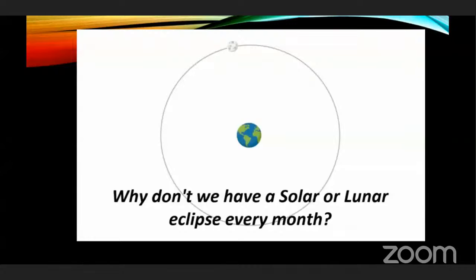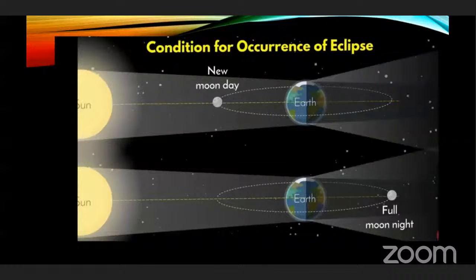Eclipses do not occur on every new moon or full moon. Why? What are the conditions for the occurrence of an eclipse? For a solar eclipse, on new moon day, the sun, moon and earth should be in one straight line. And for a lunar eclipse, on full moon night, the sun, earth and moon should be in one straight line.